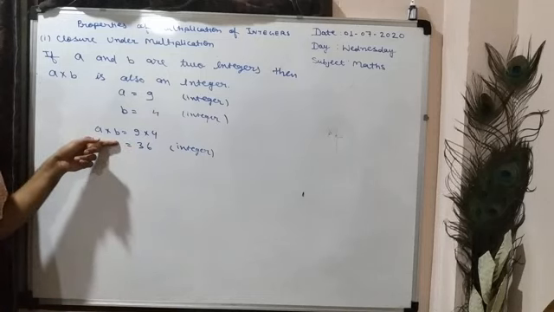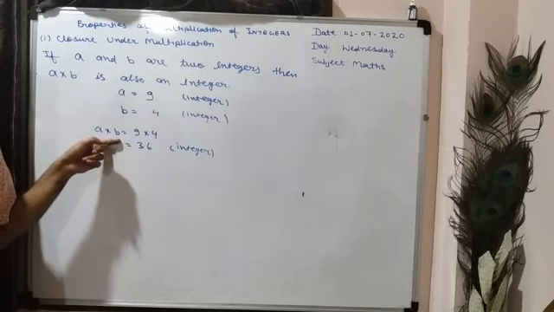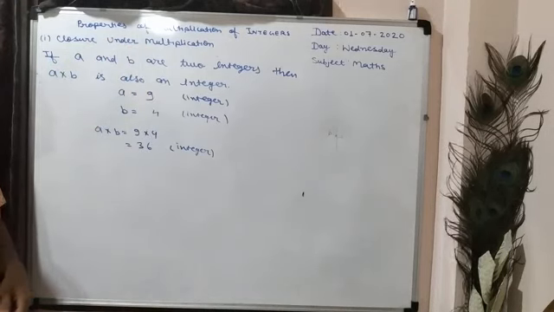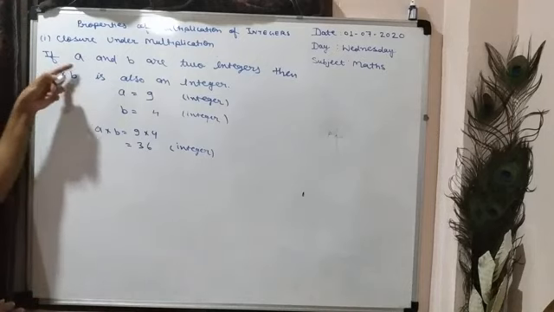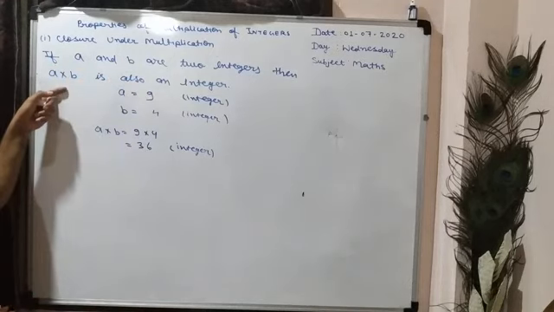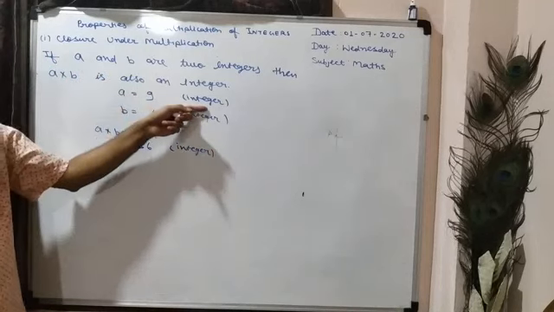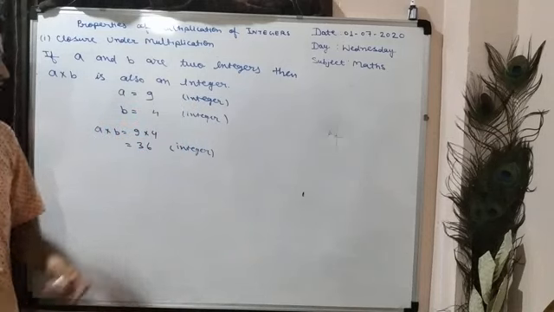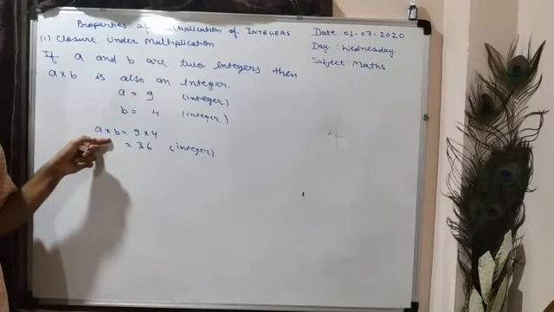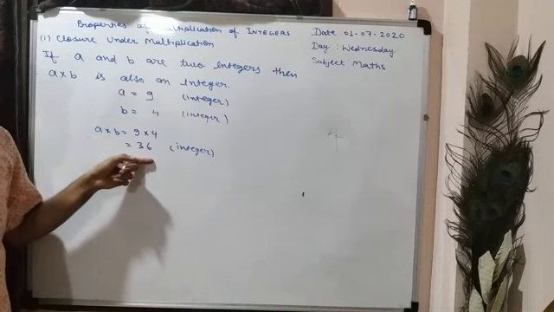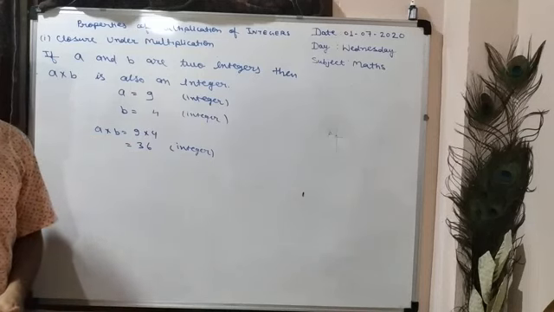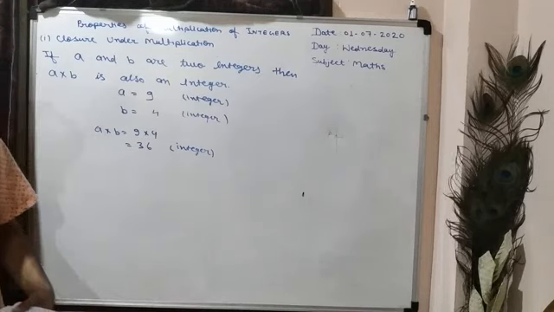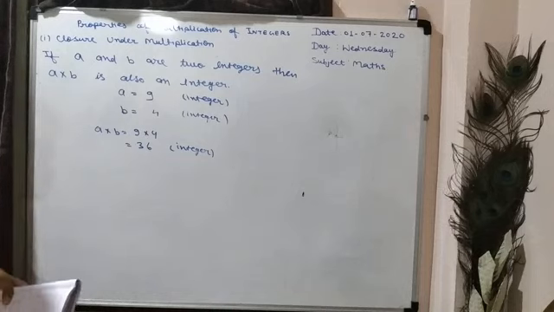So we can say a multiply b is also an integer. So multiplication is closure. If a and b are two integers, then a into b is also an integer. a is equal to 9, this is an integer. b is equal to 4, this is also an integer. If we find the value of a into b, this is also an integer, that is 36. So we can say multiplication of integers gives integers.